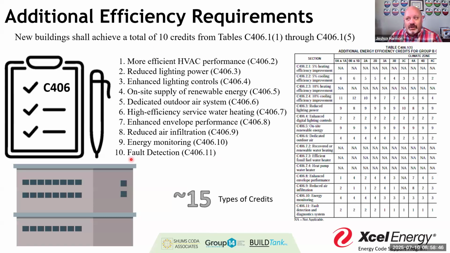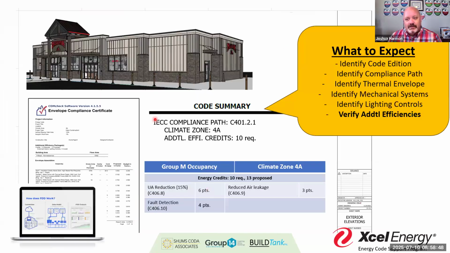that they're meeting it. So I need to know, even if it's a simple line like this, that we're going to follow additional credits. It's 10 required. Tell me how many you are proposing and what they are, right? So put a nice little chart in there that says, hey, we need 10. We're going to do it through improving our insulation and improving our air leakage.